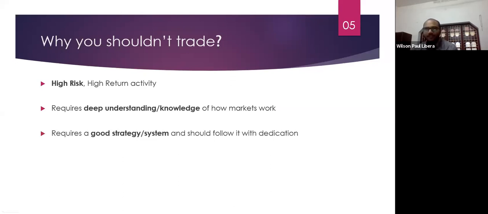And when you're trading, especially when you're trading, not when you're investing, you should have a good strategy or system, and you should follow it with dedication.